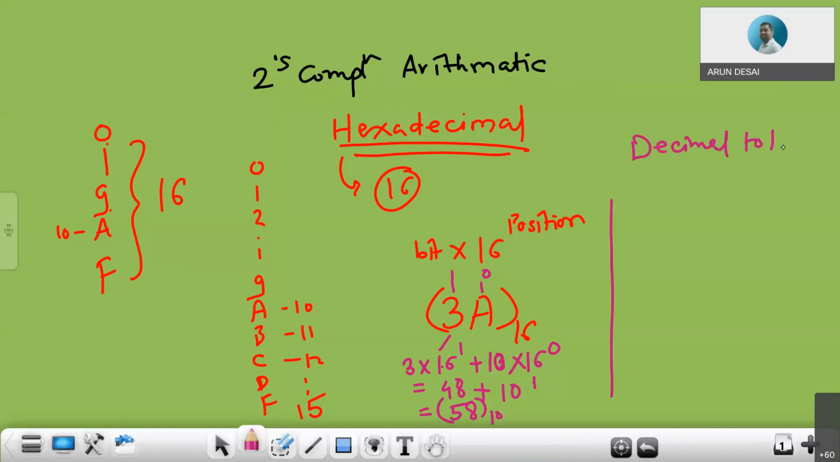Now decimal to hexadecimal, decimal to hex, how to convert this? Just like other systems, you need to divide by 16, and whatever remainder you get, write it in reverse order. Then you will get the hexadecimal number converted from the decimal number.